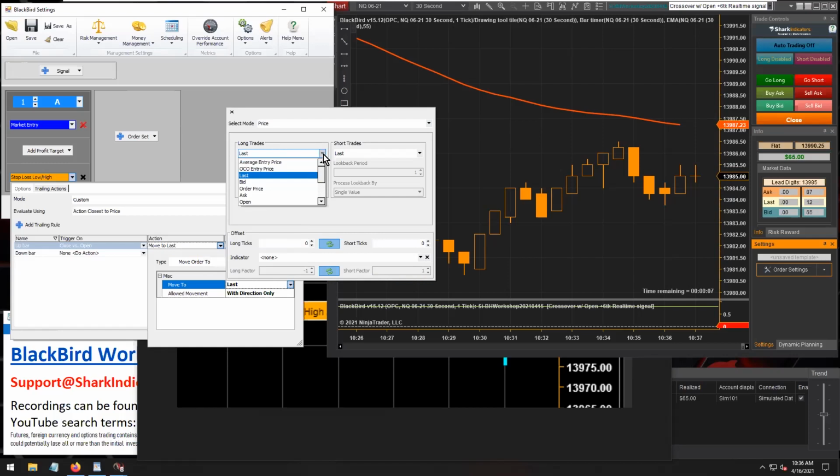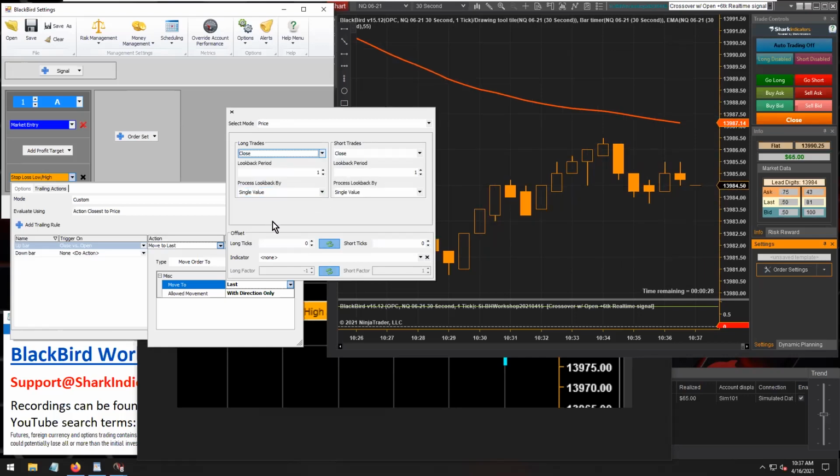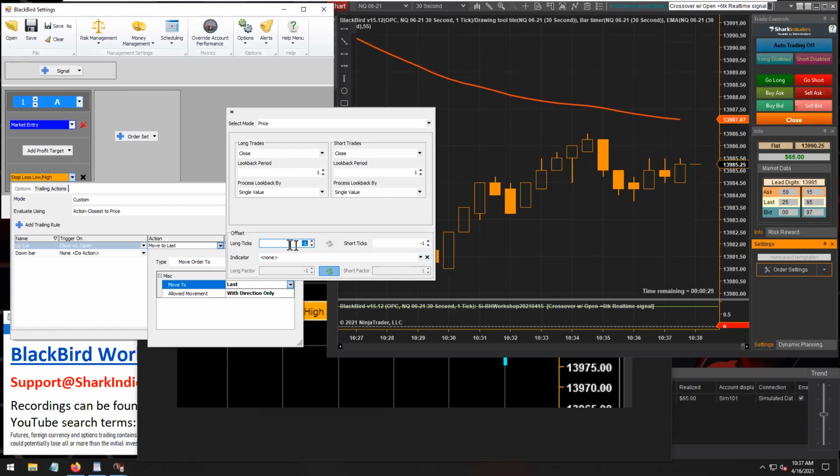to move this stop loss to the close. So if it's an up bar, it's going to be the close minus 1 tick. In this particular case, we need to turn off the sync here. You can see there's a synchronize button here. What this does is allow us to set the short offset to -1 tick and the long offset to -1 tick. So we're able to desynchronize the settings here.